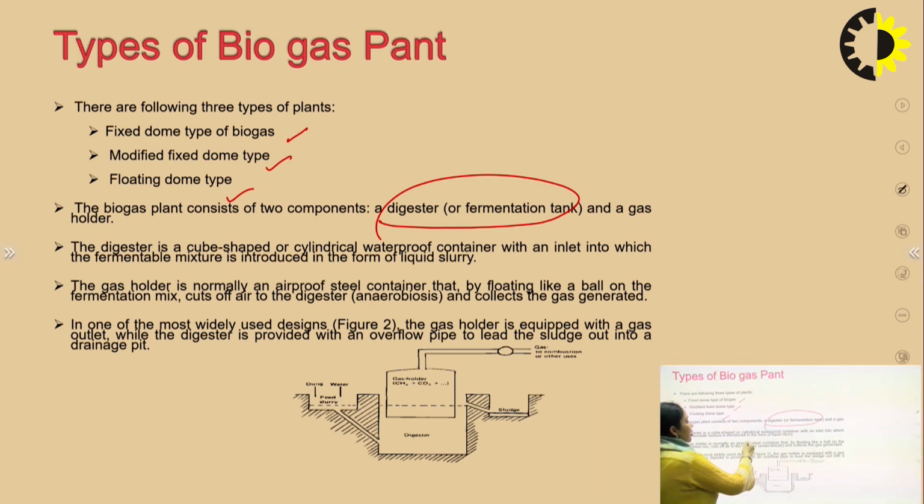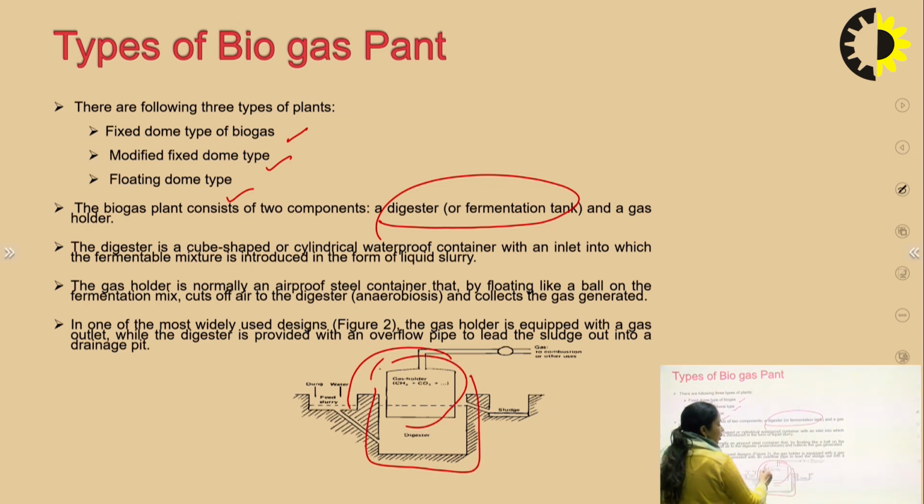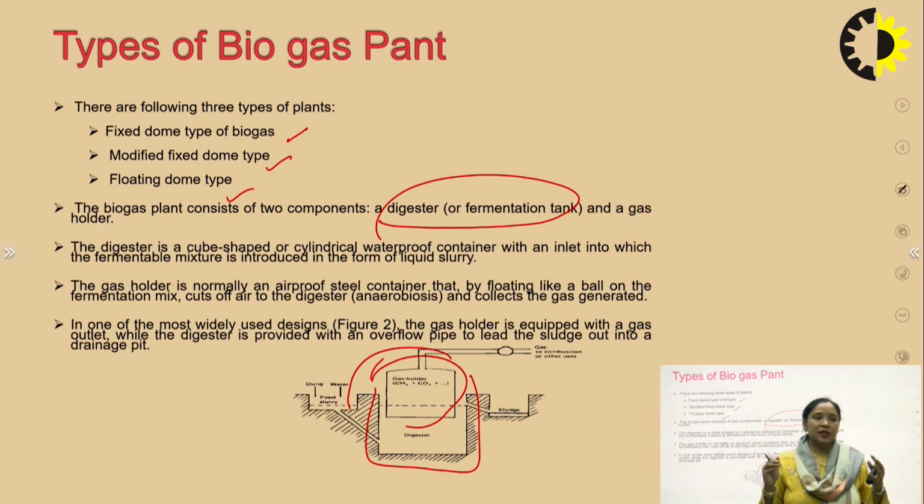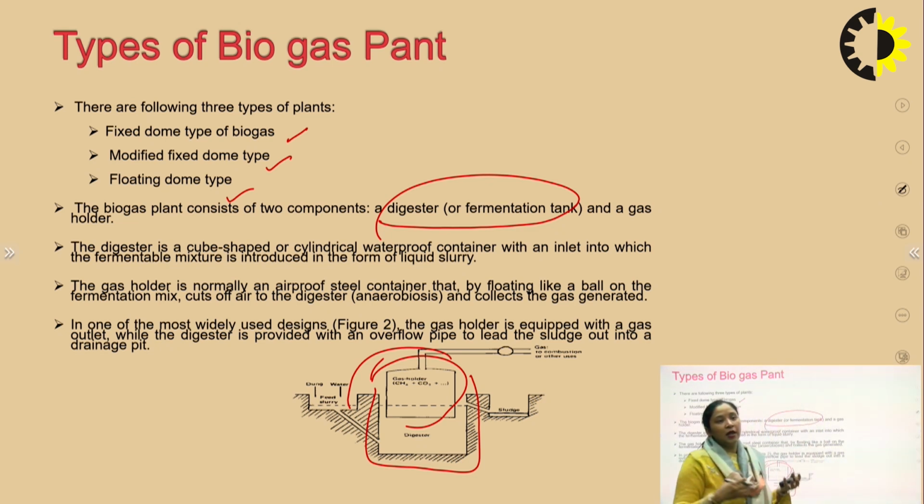The digester is cube shaped or cylindrical. Here we can see that this is a cube shaped digester, and this is the gas holder over it. That is the basic science behind it. The dome is actually the collection of the gas, so it can be fixed, modified, or floating.